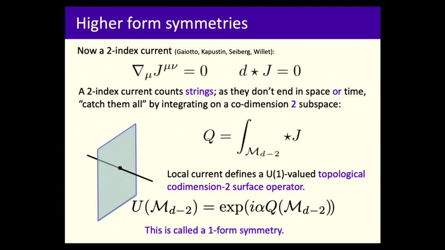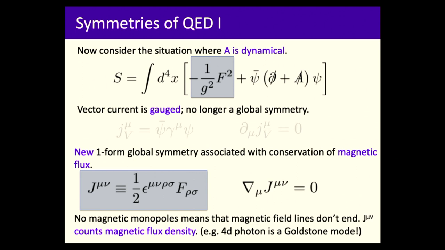Now that we have this under our belt, let's return to the situation where E and M is dynamical. So first of all, because E and M is dynamical, this thing here now is fluctuating. So A is a fluctuating field. The vector current is gauged, so it's no longer a global symmetry. Okay? So we should ignore this. This is not a global symmetry anymore.